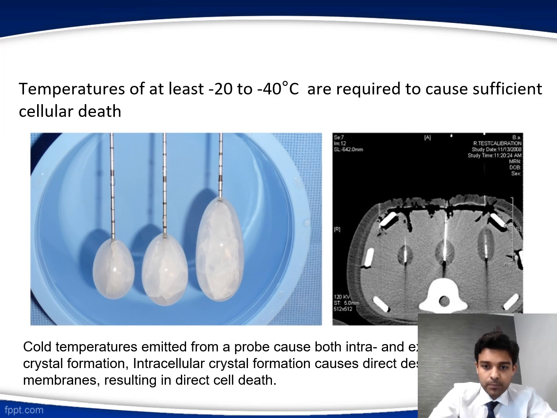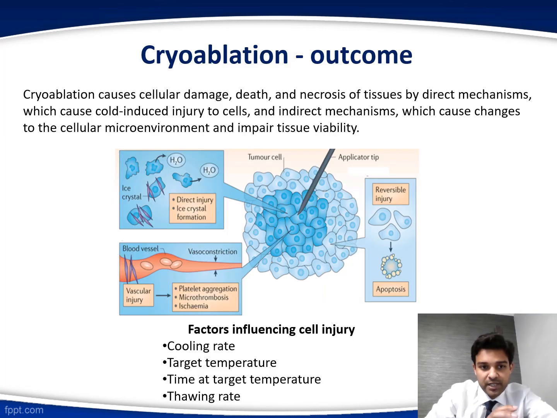Then what is the outcome? The outcome of cryoablation is cellular damage, death, and necrosis of tissue by a direct mechanism, which causes cold-induced injury to the cells. But there is also an indirect mechanism which causes changes to the cellular microenvironment and impairs tissue viability. Let's take, for instance, this picture here: the light blue signifies the tumor cells, the dark blue signifies the area where the ice crystals are forming, and there's the applicator tip in black. The region where the ice crystals are forming is called the direct injury. With direct injury, ice crystals are formed and it causes apoptosis.